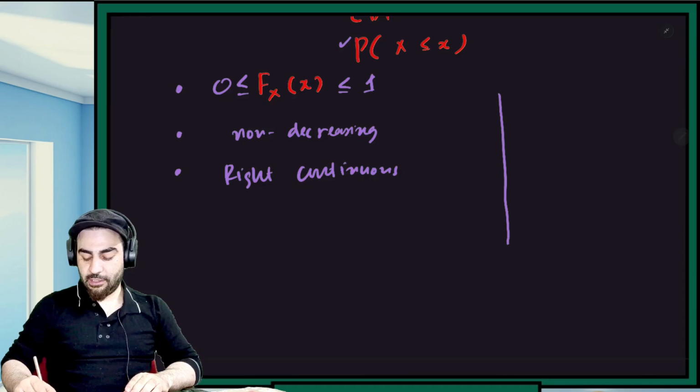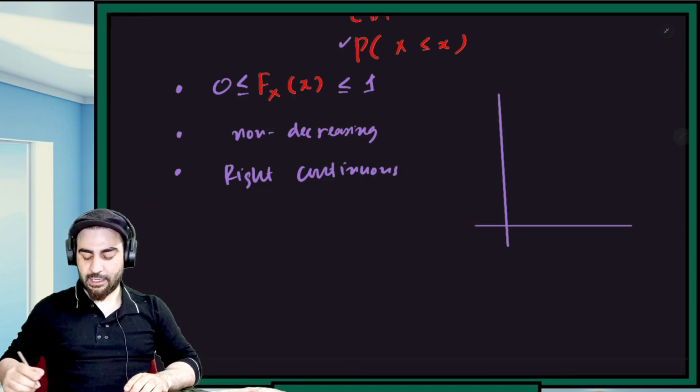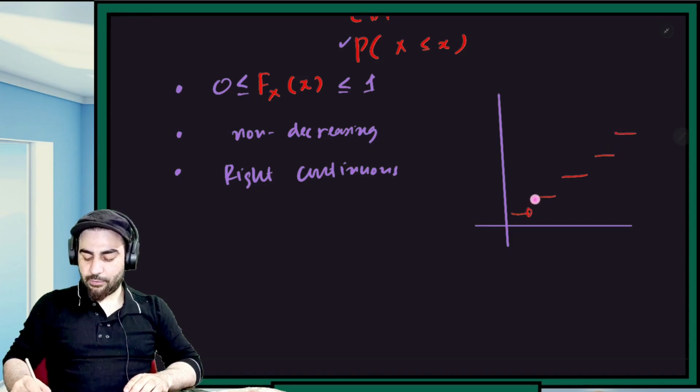So we have seen previously that the CDF of a discrete random variable is a step function of this sort. Let's suppose we have this and this. Let's suppose something of this way. And then it is right continuous. So you can put it like this.